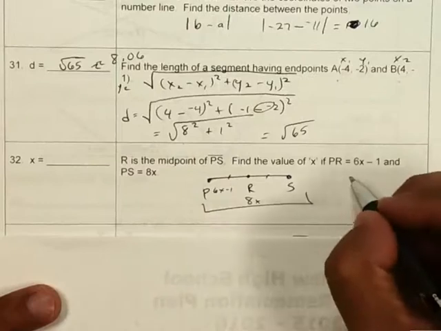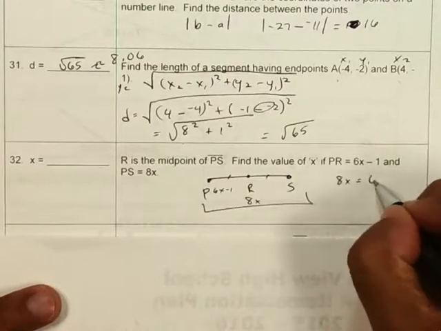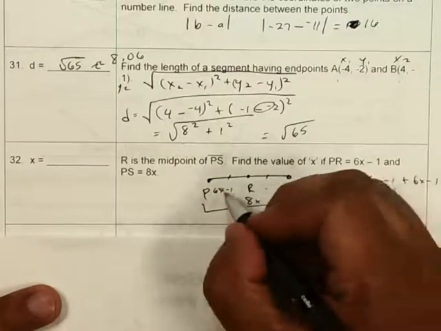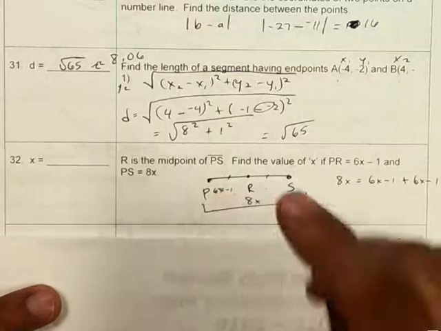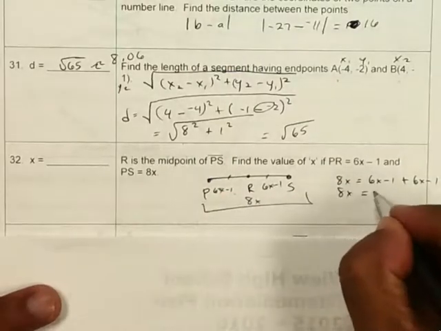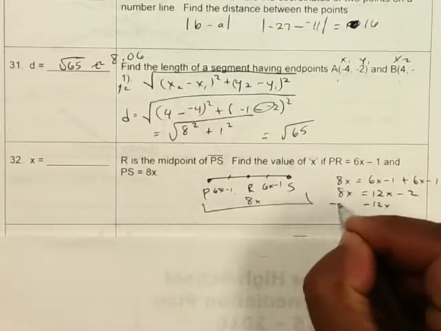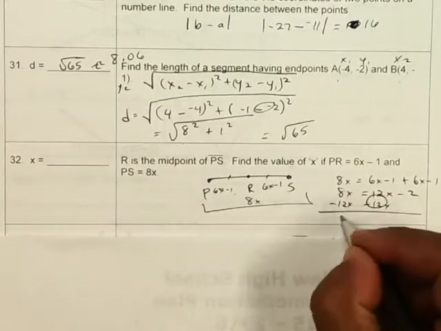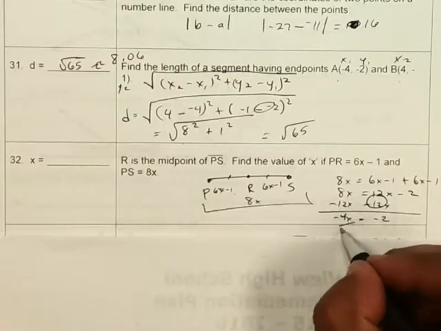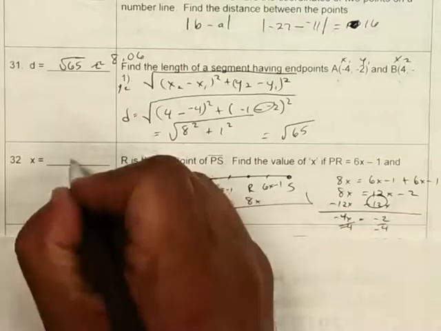All right, so 8x is going to be equal to 6x minus 1 plus another 6x minus 1, because remember, these are equal. So if this side is 6x minus 1, this side over here has to be 6x minus 1. That gives me 12x minus 2. Subtracting the 12x from both sides, that goes to 0. I get negative 4x is equal to negative 2. If I divide by negative 4, that tells me x is going to be 1/2.